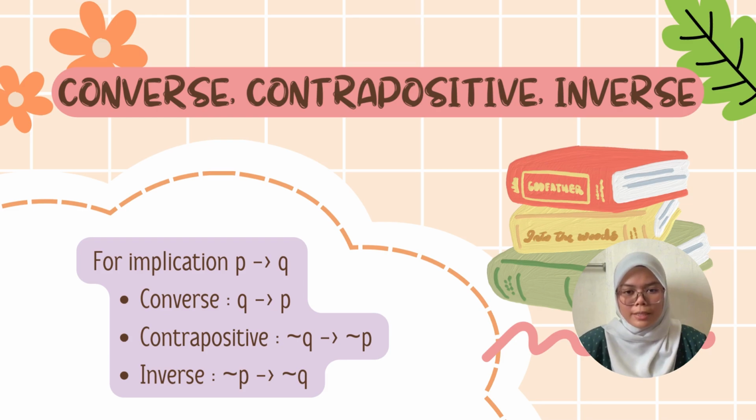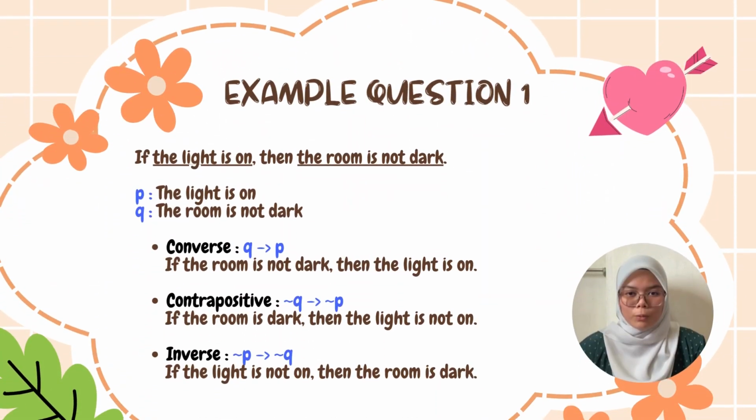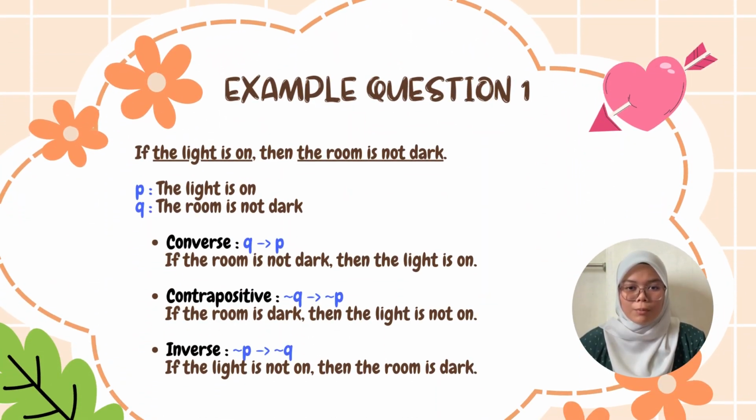The third statement is the inverse. This is in the form of if not P then not Q. In symbols, not P implies not Q. The last statement is the contrapositive, in the form of if not Q then not P, or in symbols, not Q implies not P. So for example 1, if the light is on then the room is not dark.